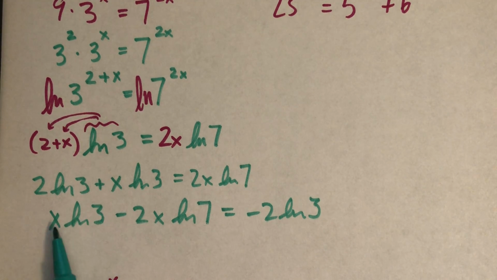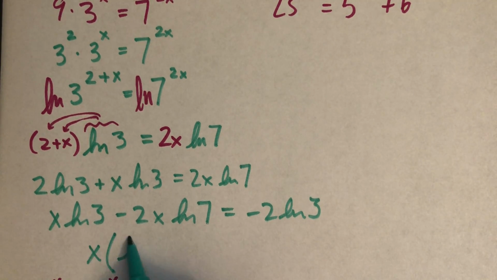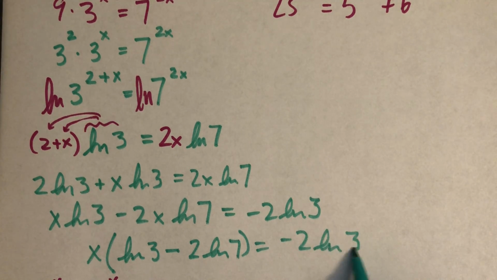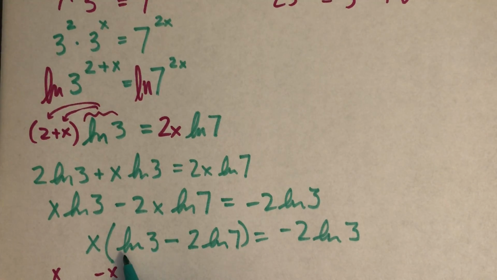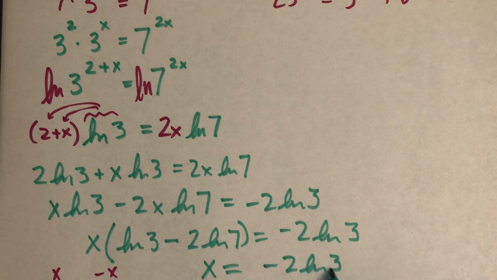Okay, now we can factor out our x. So we've got x times what would be left, natural log 3 minus 2 natural log 7. And now we're home free, right? Because this thing is just some number, and this thing is just some number, and we've got our variable isolated. So we can then just divide by this, right? We've got x times this junk, so we're going to divide to get x alone. So x is going to be -2 natural log 3 over this thing.